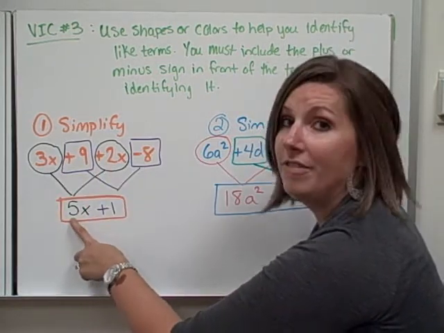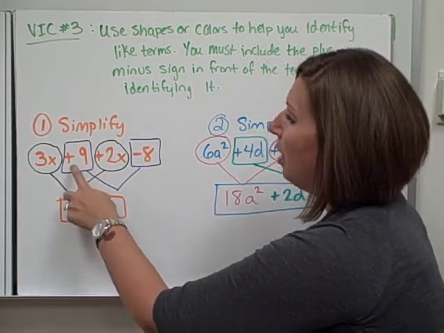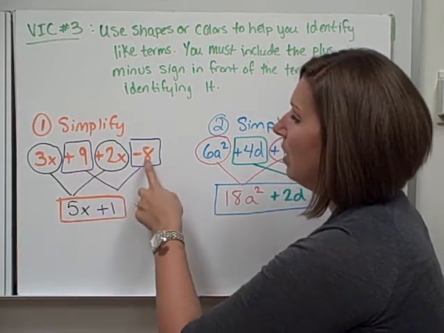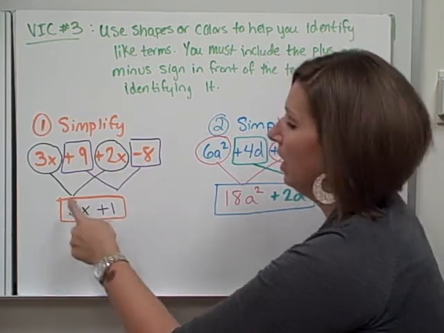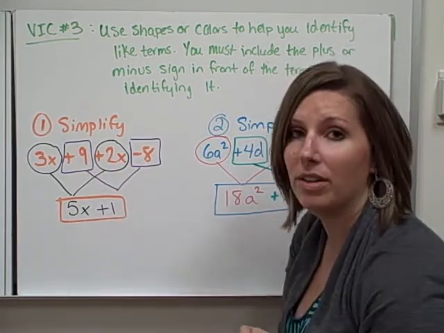So I've got positive 3x plus 2x. Altogether, I've got 5x. Then I have a positive 9, and I'm taking away 8. Positive 9 take away 8, well, that's just 1 left over. This whole thing is my final answer.